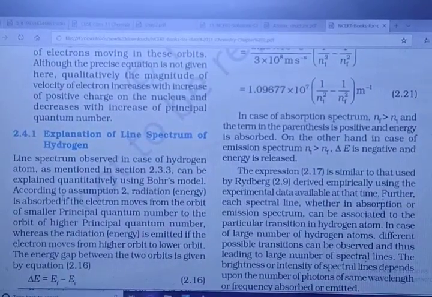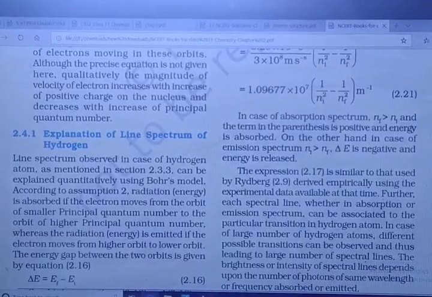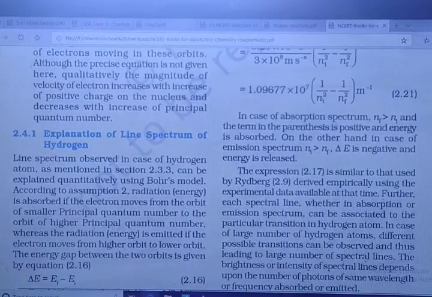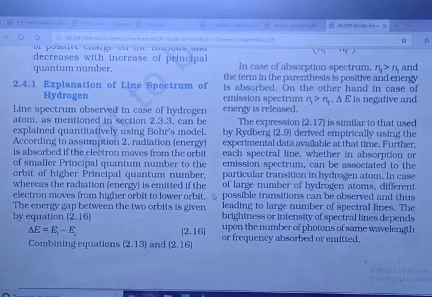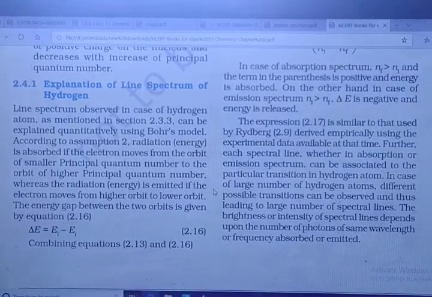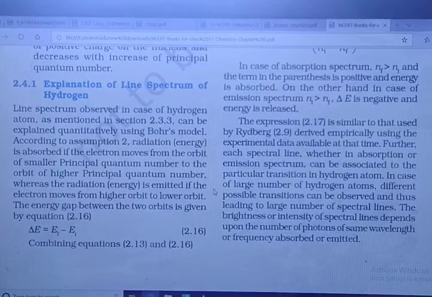According to the second assumption, radiation energy is absorbed if the electron moves from an orbit of smaller principal quantum number to an orbit of higher principal quantum number. Whereas radiation is emitted if the electron moves from a higher orbit to a lower orbit. The energy gap between the two orbits is given by the equation delta E is equal to E final minus E initial. You know very well, definitely, as the electron absorbs energy, it will jump from a lower energy level to a higher energy level.